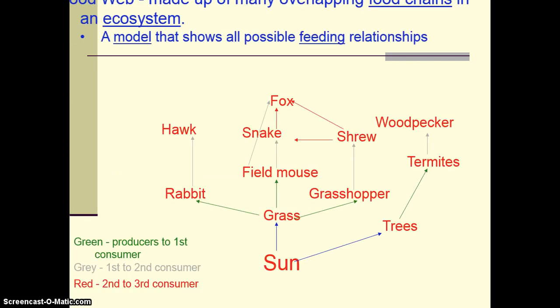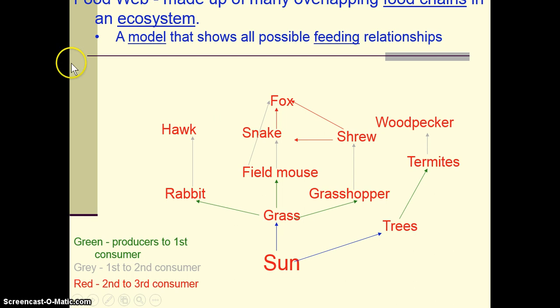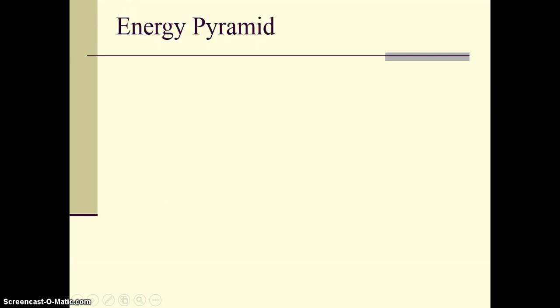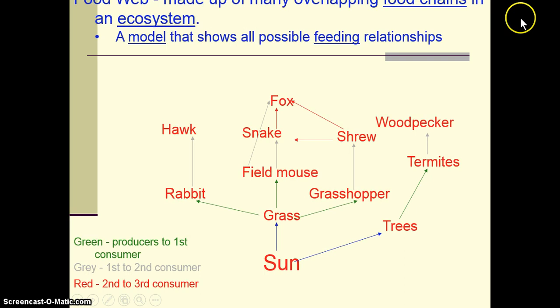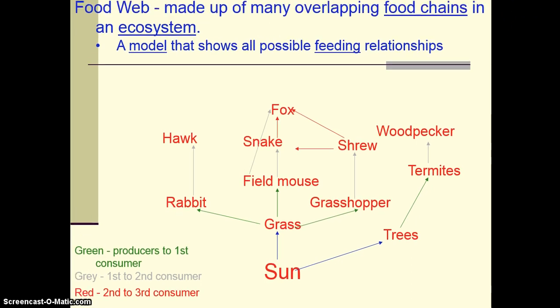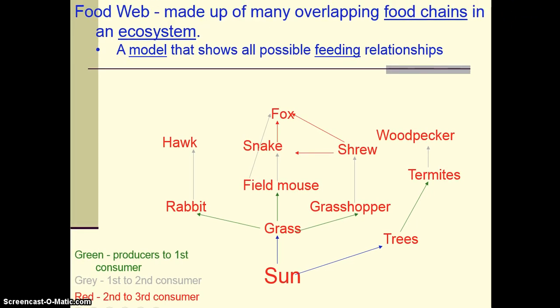A food web, on the other hand, is made up of many overlapping food chains in an ecosystem, and it's a model that shows all possible feeding relationships. So you can see right here, the sun is the original source of energy, and gives its energy to the grass and the trees.